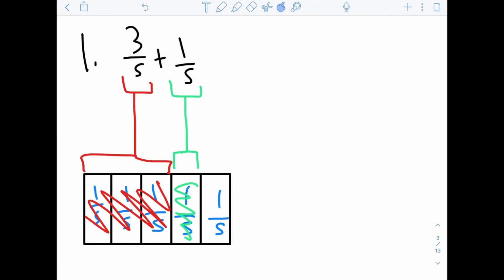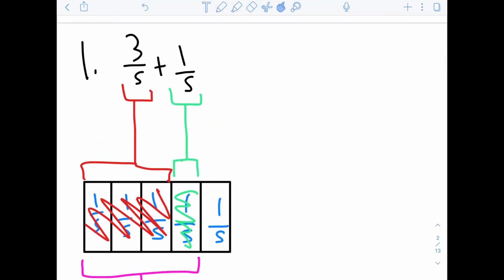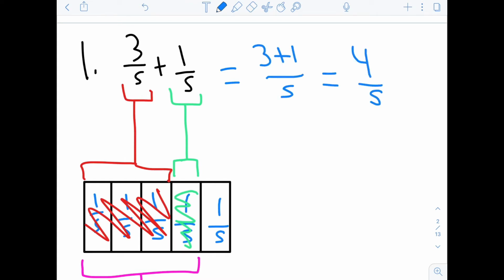So in total, together we have 4/5. That means that 3/5 plus 1/5 equals 3 plus 1 over 5, which equals 4/5.